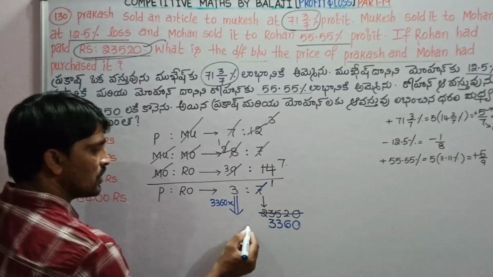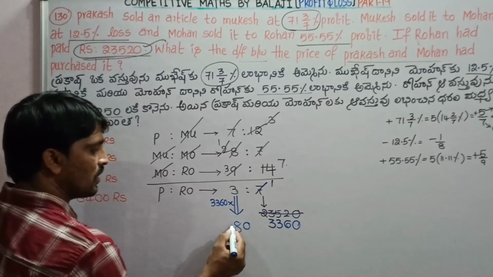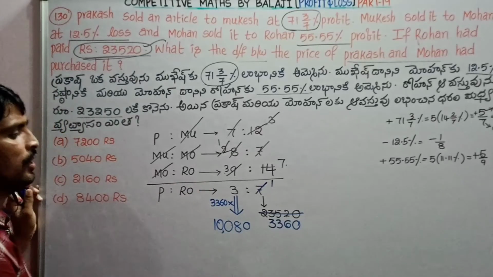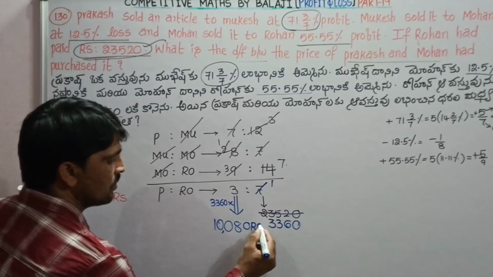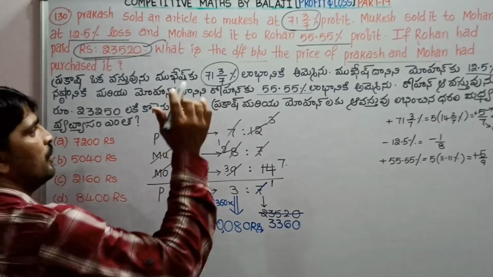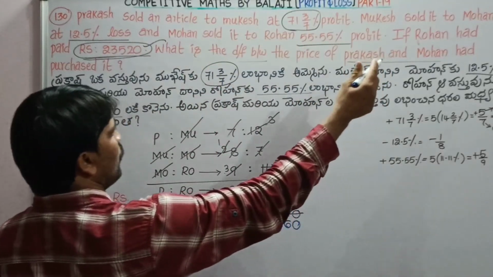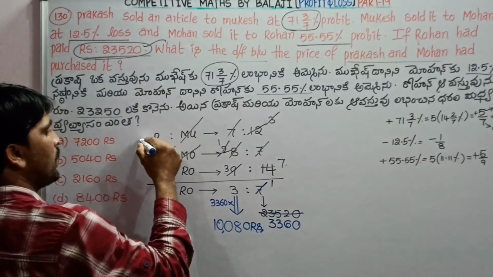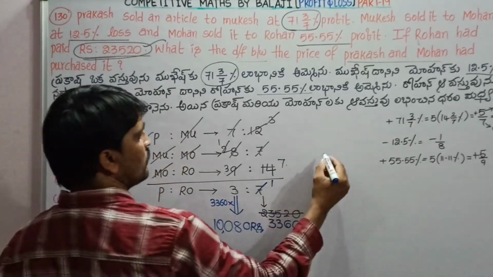Then the cost price of the article for Prakash is 3 units. 3 unit value: 3 zeros are 0, 3 6s are 18, 1 carry, 3 3s is 9 plus 1 is 10. That is 10,080 rupees, the cost price of the article for Prakash. But we have to find the difference between the price at which Prakash and Mohan purchased it. Let us consider the ratio of Prakash to Mukesh, Mukesh to Mohan again.